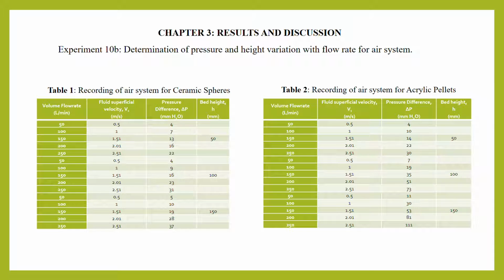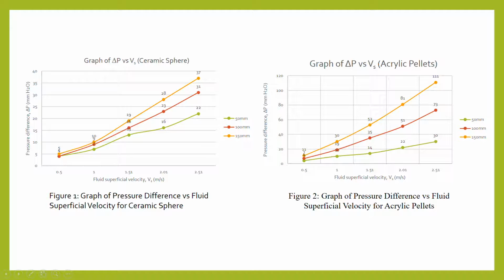For the results and discussion of Experiment 10B, we were required to calculate the fluid superficial velocity based on the formula stated in the appendix. Tables of readings and calculated values for both ceramic sphere and acrylic pellet are stated here in Table 1 and Table 2. Using these values, we plot graphs of pressure difference and height variation of the packed bed versus superficial velocity for both ceramic sphere and acrylic pellets, which can be seen in Figure 1 and Figure 2.